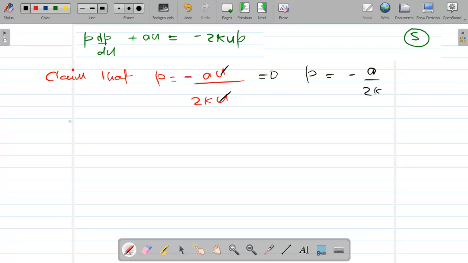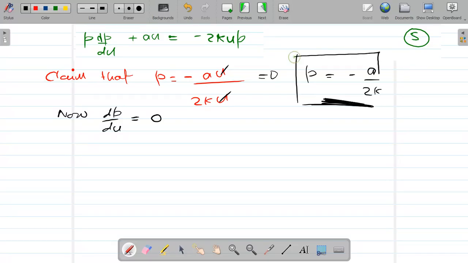Now you can see from that that dP by du is 0. If you differentiate both sides of this solution, you get dP by du is equal to 0. So therefore, if you substitute this and this derivative back into equation 5, you'll find that you have the following.